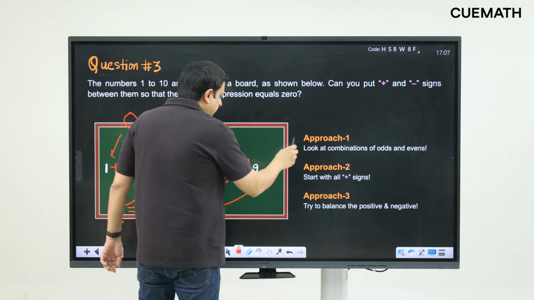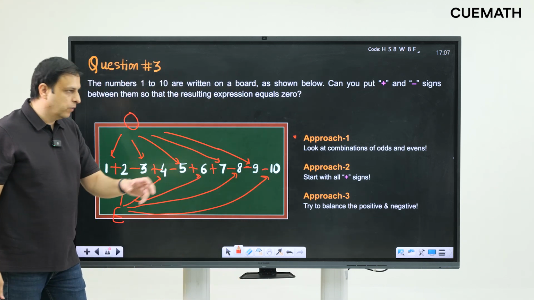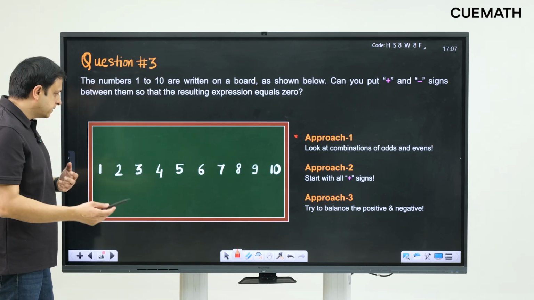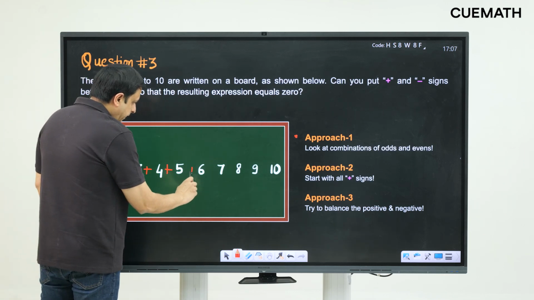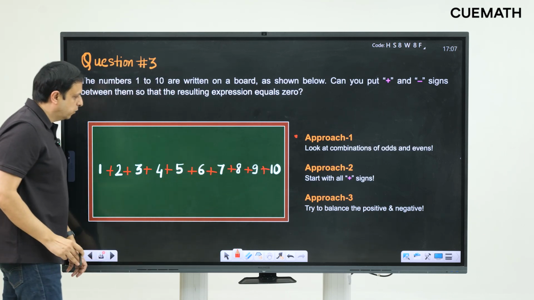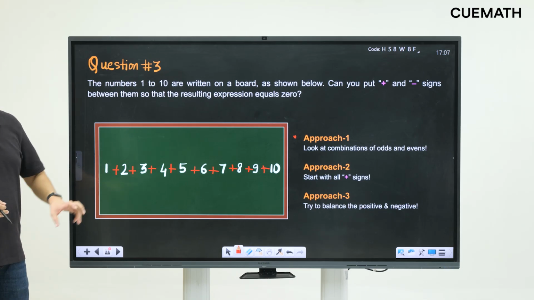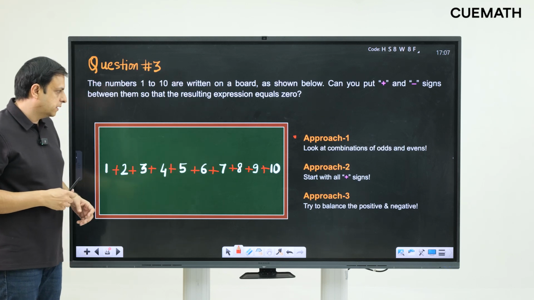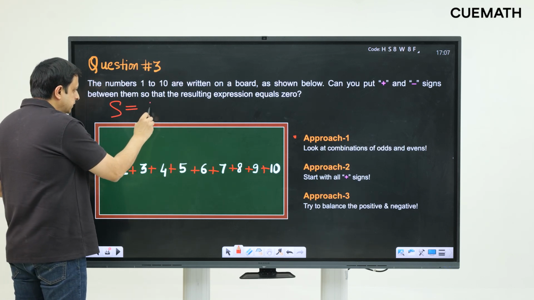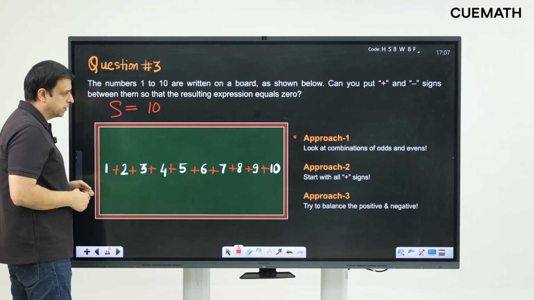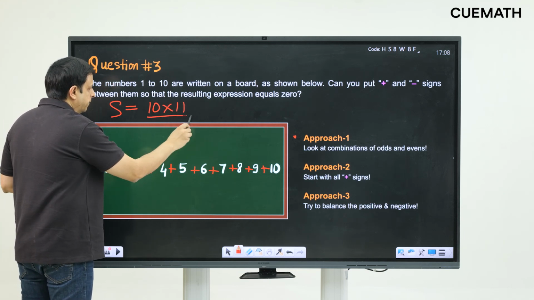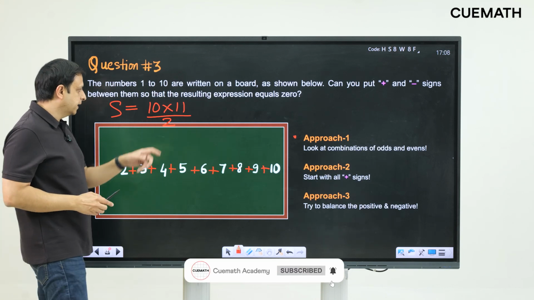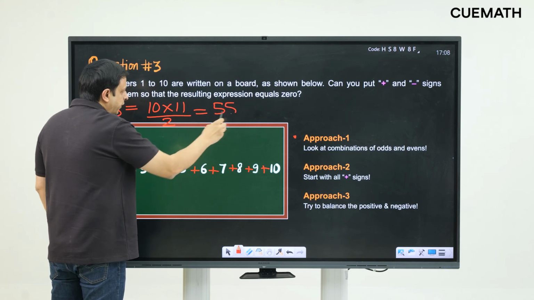So that's approach 1. Another approach here is to start with all the plus signs in your expression. So let's place all plus signs in this expression and look at what the value of the resulting expression is. The sum of these 10 numbers is 55, and you can actually verify it. It's the sum of the first 10 natural numbers. The formula for adding the first n natural numbers is n times n plus 1 by 2. So it's 10 into 11 by 2, which is 55. But if you don't know this formula, that's fine.